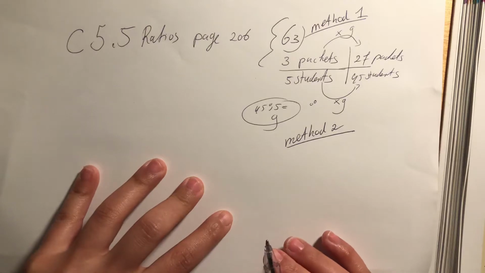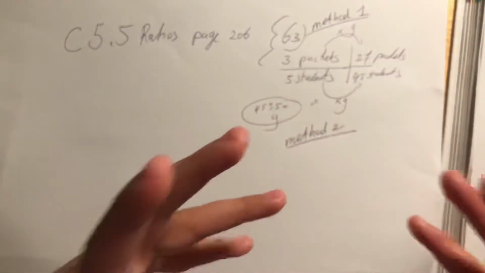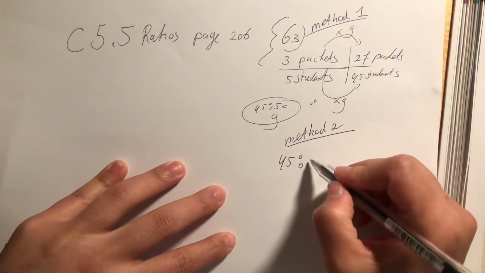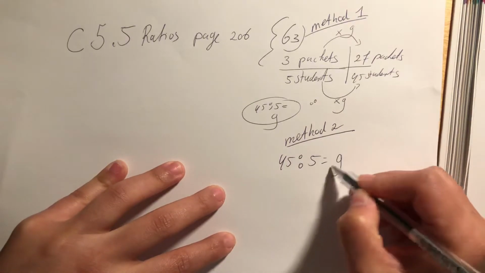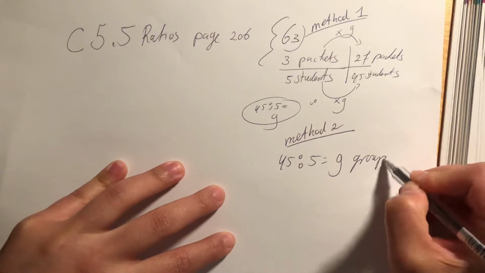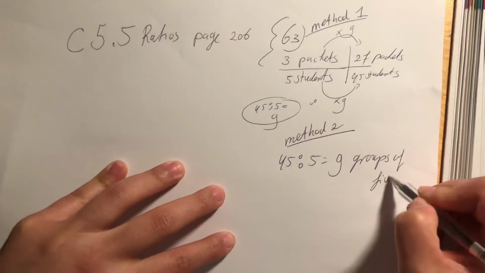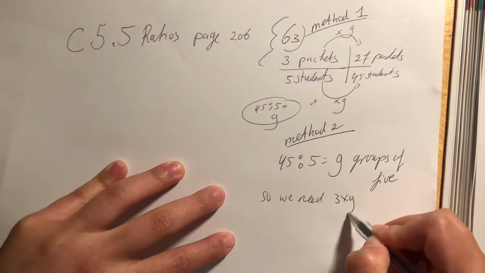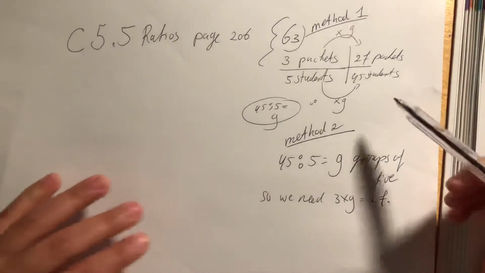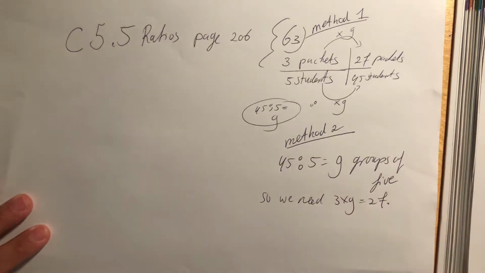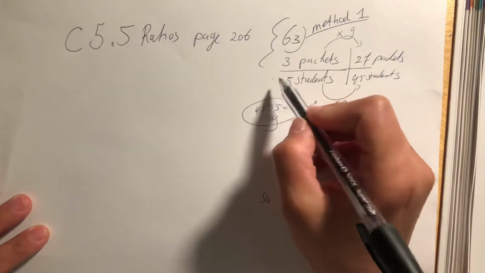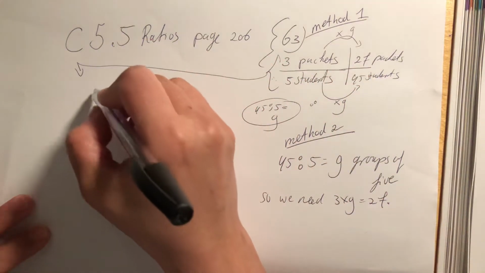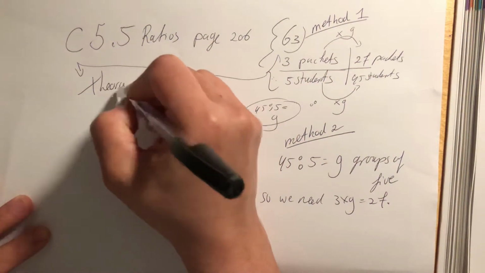You can look at how many groups of 5 students you have. So 45 divided by 5 students means, okay, we have 9 groups of 5. So we need 3 times 9, which is 27. So it's the same thing. But then when you look at the theory, you know that we're going to continue with this method. All right, let's work now on theory A.